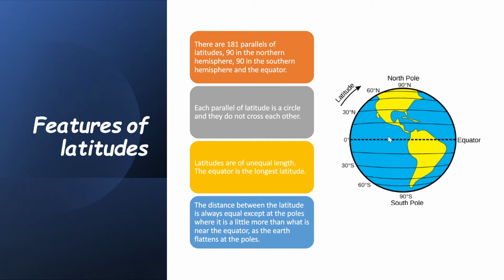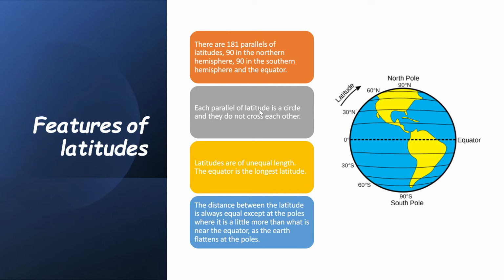As you all know, the equator is 0 degree. The lines that are towards the north, there are almost 90 lines of parallels of latitudes in the northern hemisphere and 90 in the southern hemisphere. So there are 181 parallels of latitudes: 90 in the northern hemisphere, 90 in the southern hemisphere and the equator. In this way, the total count is 181 parallels of latitudes.